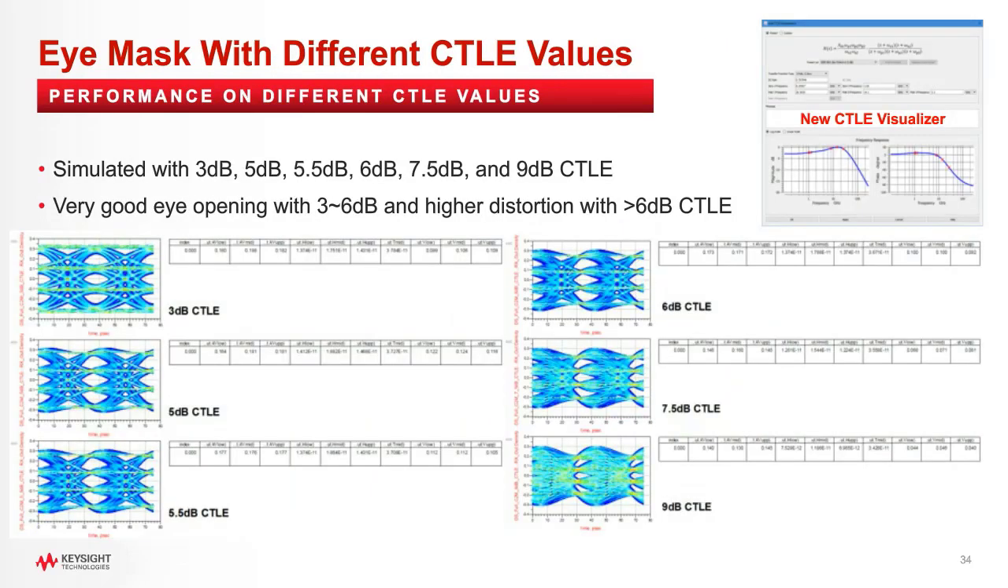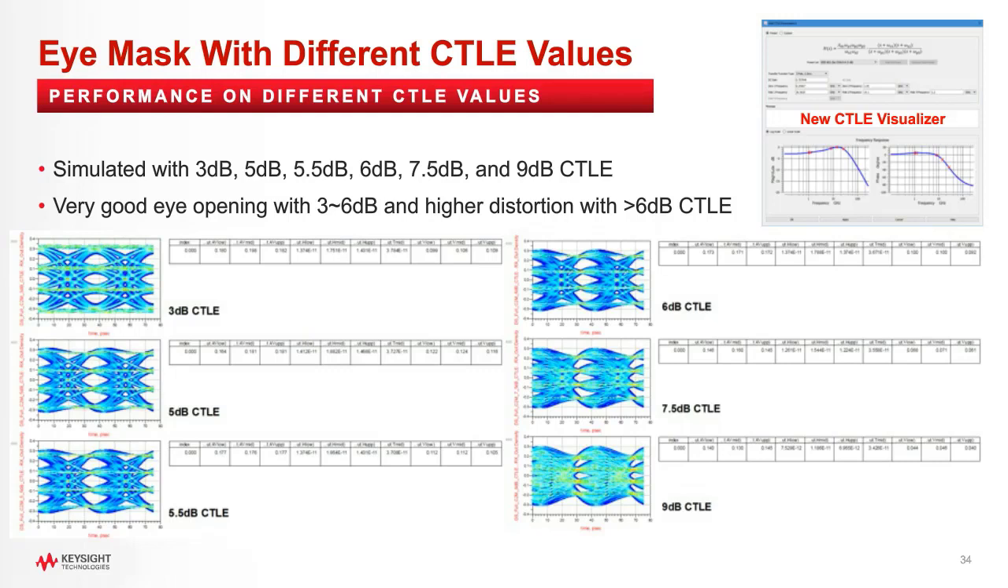What about the eye mask with the different values of CTLE? In this slide, we tried 6 different CTLE values to see the performance of the eye against the other different values of CTLE. We can see the eye can be opened by applying CTLE for all 6 cases, but above 3 dB CTLE value, we now notice that the eye is basically over equalized.